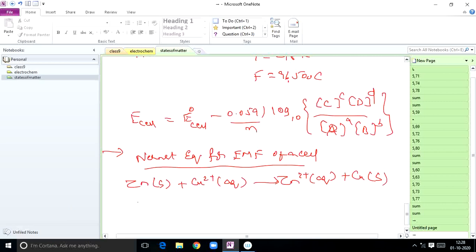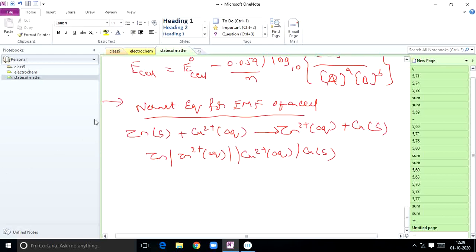If you write this one in cell notation: zinc, Zn2+ aqueous, salt bridge, Cu2+ aqueous. You know how to convert, so like this. This is cell notation. This is the redox equation, and this is in cell notation format. You know how to convert both redox form into cell notation and vice versa. So let us apply for this electrode. Here Zn is converted to Zn2+ and Cu2+ to Cu.